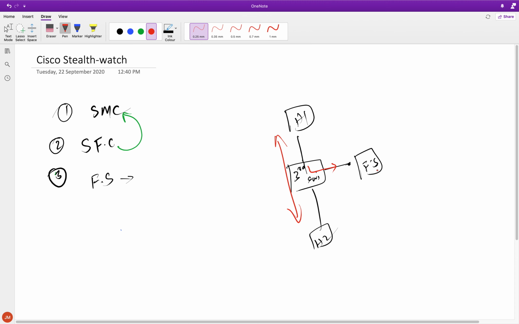The flow sensor will then manufacture NetFlow. Because this switch doesn't have NetFlow capability, we are sending the copy of data flowing between these two hosts to this flow sensor, and the flow sensor can then create the required NetFlow stream. Then it can send it up to the flow collector over here. So that's the reason for using your flow sensor.